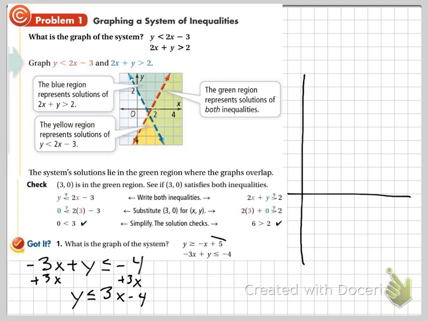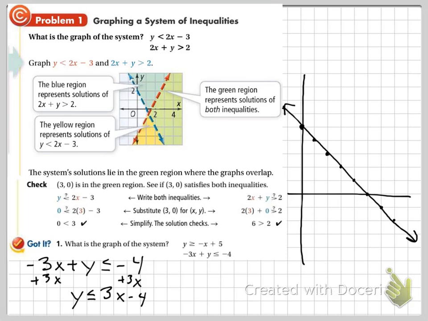Okay, first I'm going to graph this first equation. So I'm going to put a point at 5 on my y-axis, and my slope is negative 1, so I'm going to go down 1, to the right 1, down 1, to the right 1. And looking at my equation, this is a solid line because it has that line underneath it. And then I need to shade.